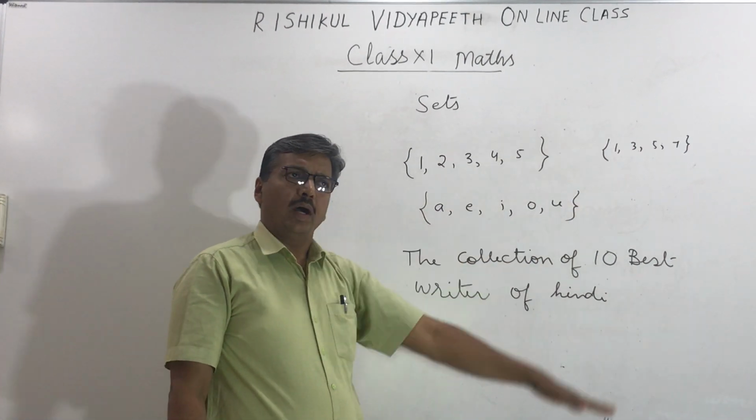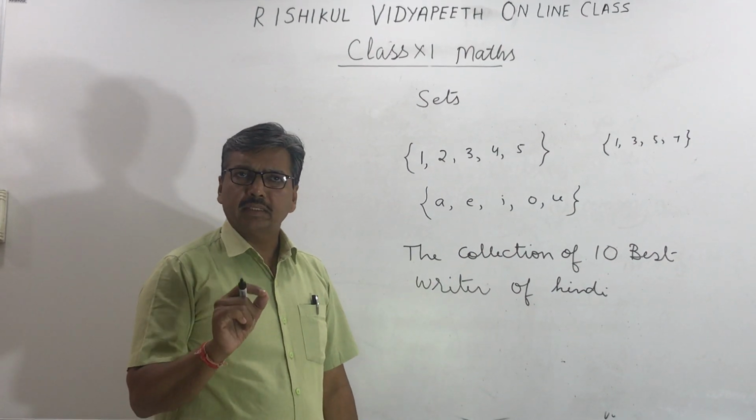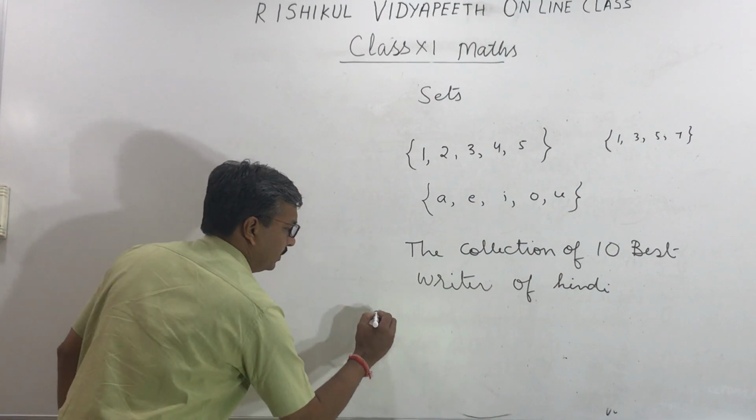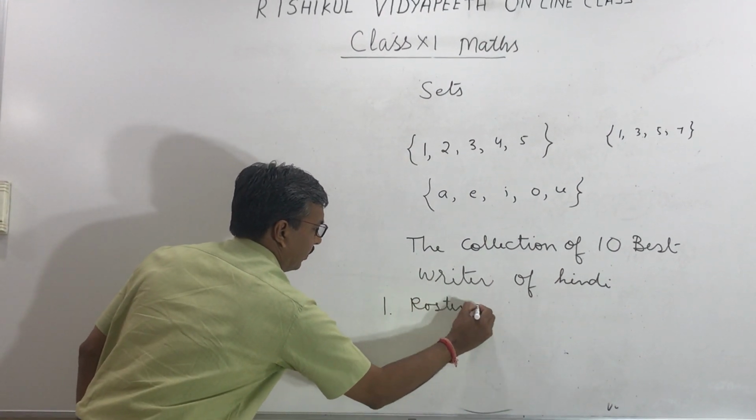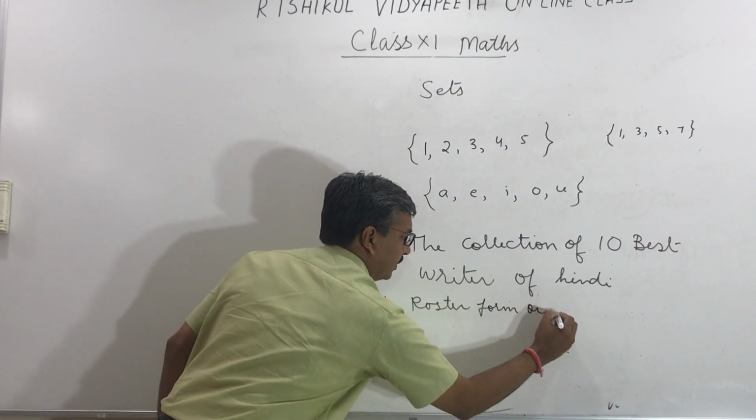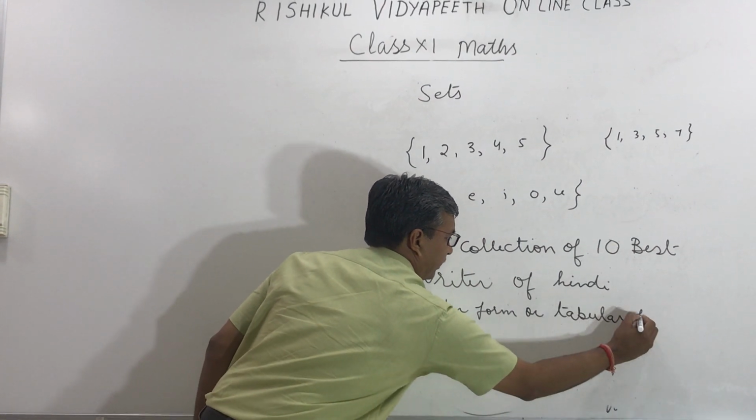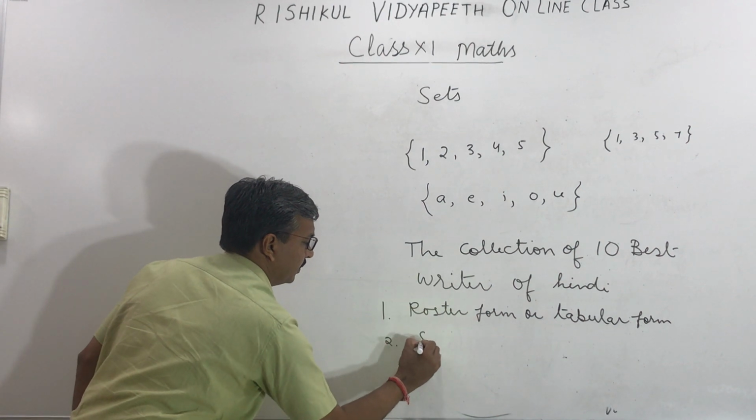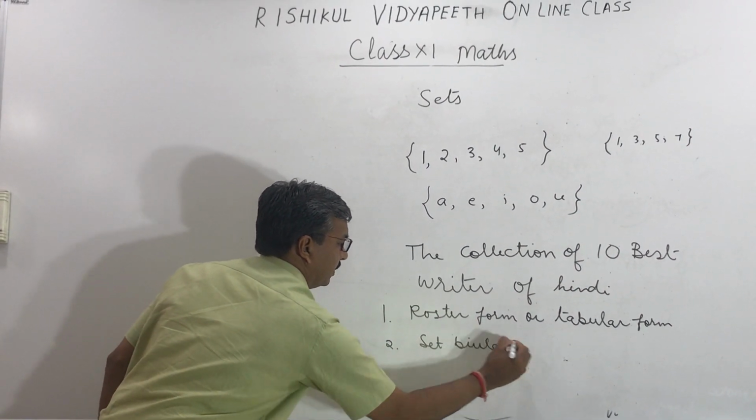Now how do we represent a set? We can represent a set in two ways. Number one, roster form or tabular form. Number two, set builder form.